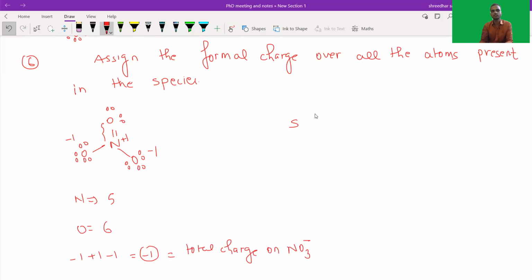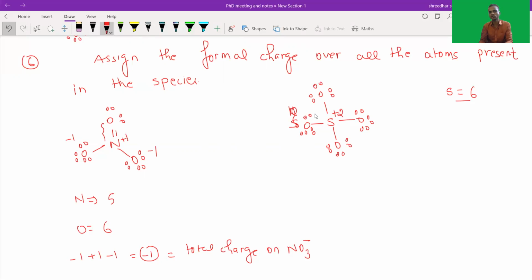Let us assign formal charge in case of sulfate. So let us assign formal charge over here. So here, let us assign formal charge over the sulfur. One electron from up, one from here, one from here, and one from here. So sulfur is having 4 electrons. But in the neutral sulfur atom, there are 6 valence electrons. So 2 electrons are less over here. So it will be plus 2, right?